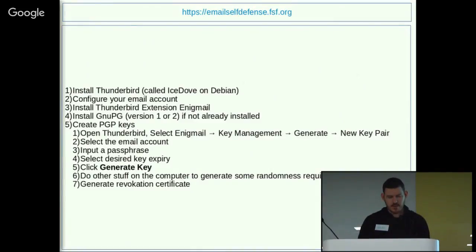Okay, so the walkthrough is going to be using Thunderbird. It's basically the one I use and the only one I really know. I've heard that Evolution has some support, but I have no idea what it's up to. I'm basically going to be following the tutorial at emailselfdefense.fsf.org. So if you want to actually remember something from this, just write that down.